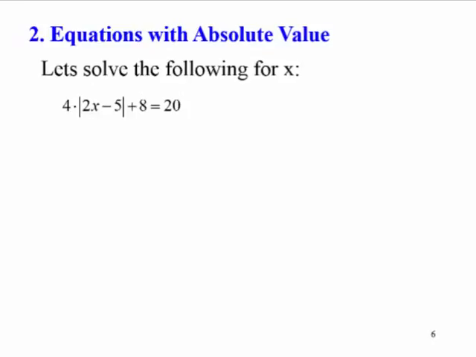And then if we have something like this one, we have to solve for the absolute value first. So just pretend like this whole thing is x. We subtract 8 from both sides. So we have 4 times the absolute value is equal to 12, divide by 4. And then we just do what we did before.